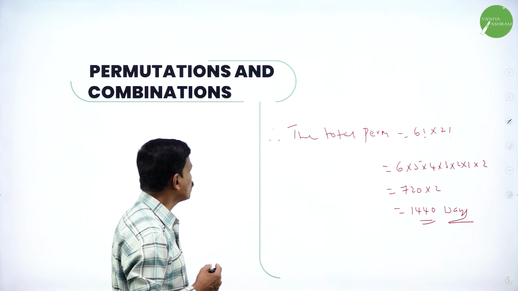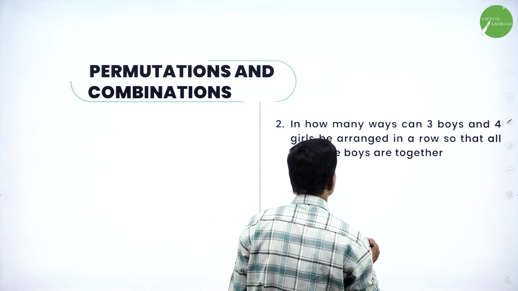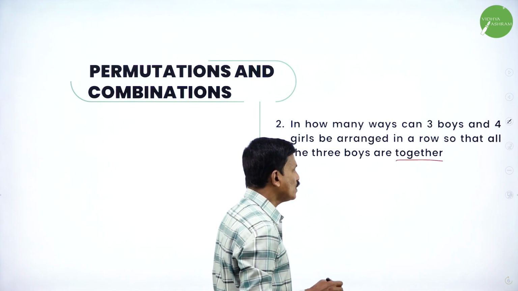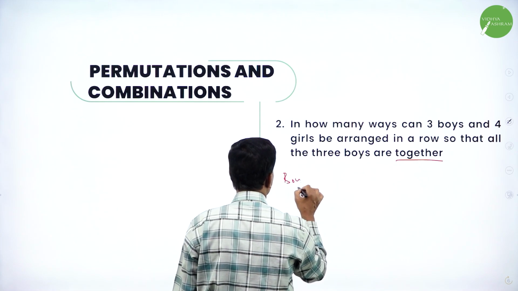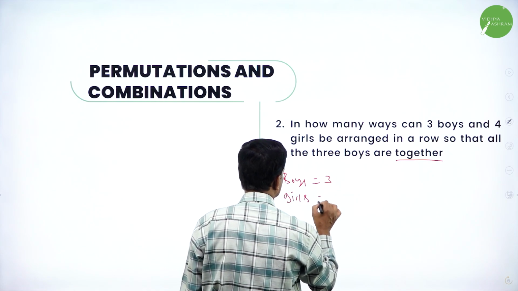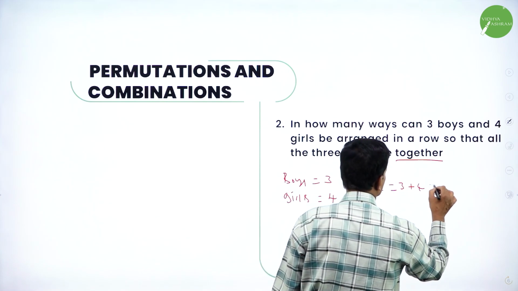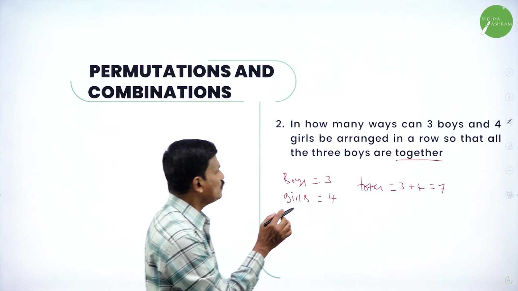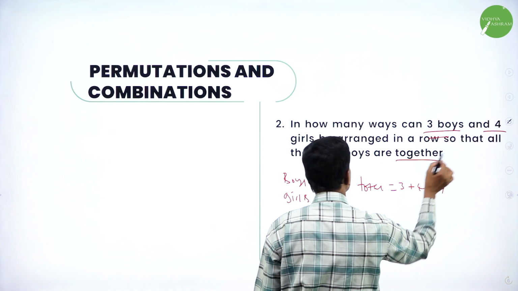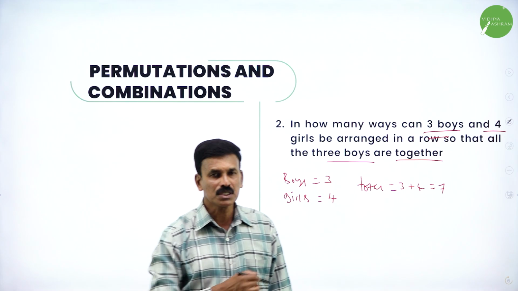Now move on to the next problem. In how many ways can 3 boys and 4 girls be arranged in a row so that all the 3 boys are together? Here, how many boys? The number of boys, there are 3 boys. And how many girls are there? There are 4 girls. Totally there are 3 plus 4, that's equal to 7. So in how many ways can 3 boys and 4 girls be arranged in a row so that the 3 boys are always together? Okay, this is the given condition.